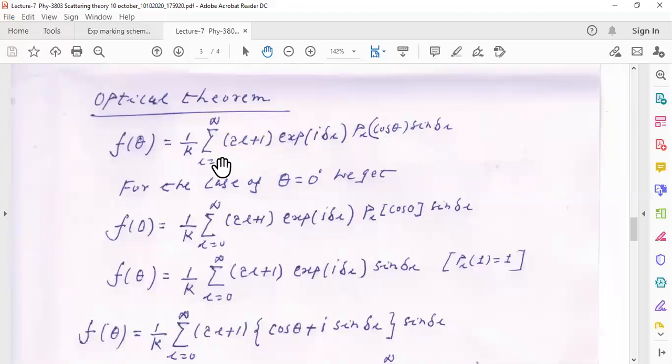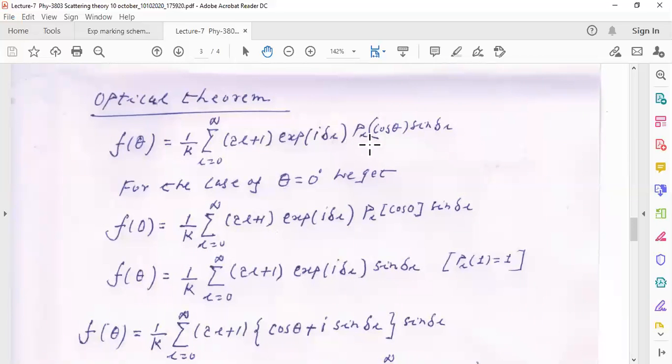So L equal to 0, L equal to 1, L equal to 2. This is the formula which you know. Now let us say for the case when theta is 0, there is no scattering. Please remember, this is a special case which we are taking. So for theta equal to 0, we have f of 0, which is 1 upon k, where k is the wave vector, sum of 2L plus 1 exponential of i delta L P L of cos theta sin delta L. For theta equal to 0, cos 0 is 1, so P L of 1 will be 1.